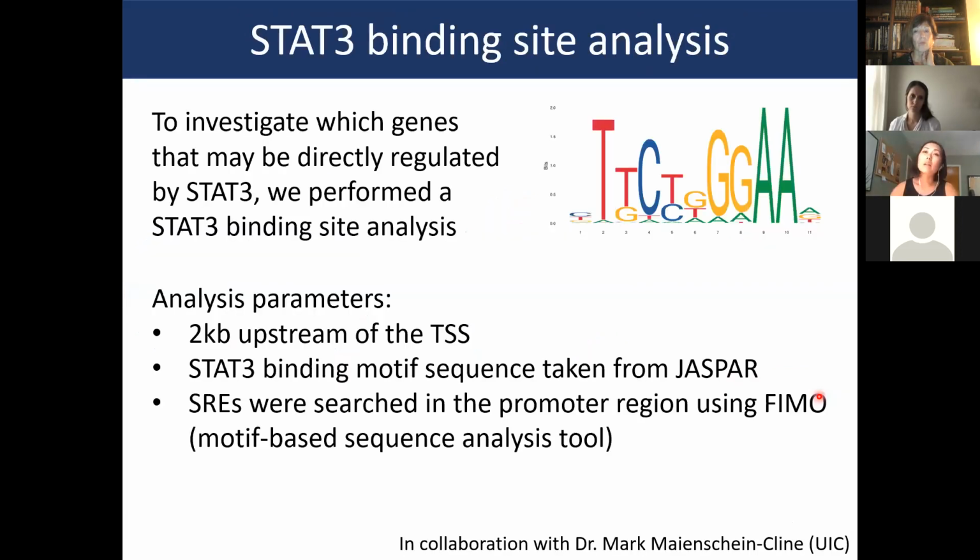To investigate which genes from our gene set may be directly regulated by STAT3, we performed a STAT3 binding site analysis in collaboration with Dr. Mark Meschenklein at UIC. And the following were our analysis parameters. We took 2 kb upstream of the transcription start site to be our promoter region. We found the consensus STAT3 binding motif through JASPAR and used the FIMO analysis tool to search for STAT response elements in this 2 kb promoter region.